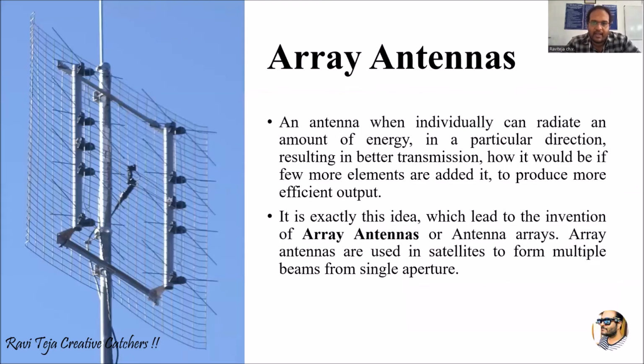Coming to the array antennas. An antenna individually can radiate an amount of energy. If you see the diagram over here, there are multiple horizontal and vertical lines of antenna. Each line, or each length of rod, is considered as one antenna. An antenna individually can radiate an amount of energy in a particular direction. As we know, a single antenna, or a single length of a small rod antenna, can radiate an amount of energy in any direction according to our requirement.